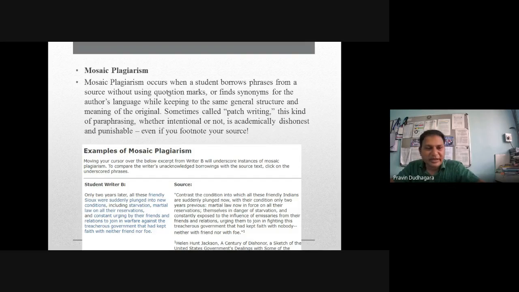Third one, mosaic plagiarism. Mosaic plagiarism means, see, this is one paragraph written by Jackson. And student B uses some particular phrases and words from that, and writes them into their own text. So you are not taking the entire sentence, you are taking some parts. It is also known as patchwriting. Patchwriting means it is a mosaic pattern. So a few words or a few sentences you put in as they are, and the rest of the words you edit yourself. That is known as mosaic plagiarism, or sometimes patchwriting. Definitely it is considered academically dishonest, and it is punishable.